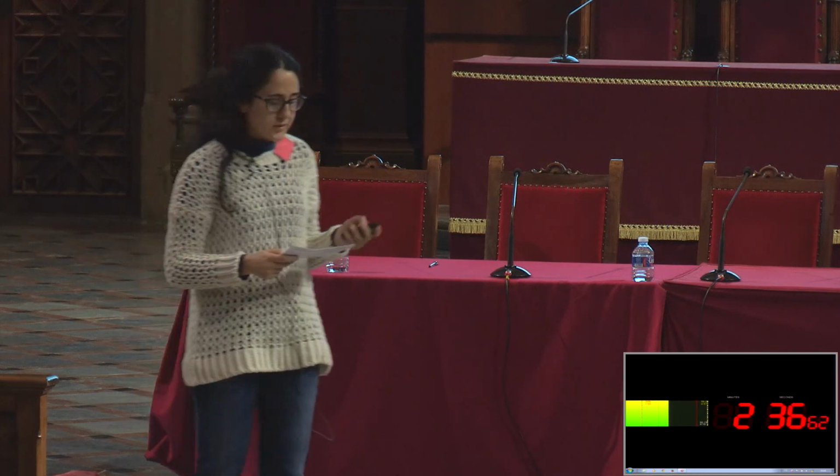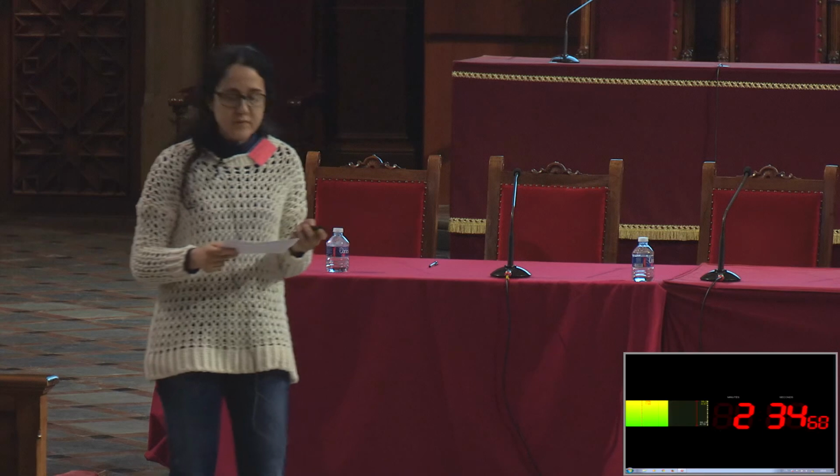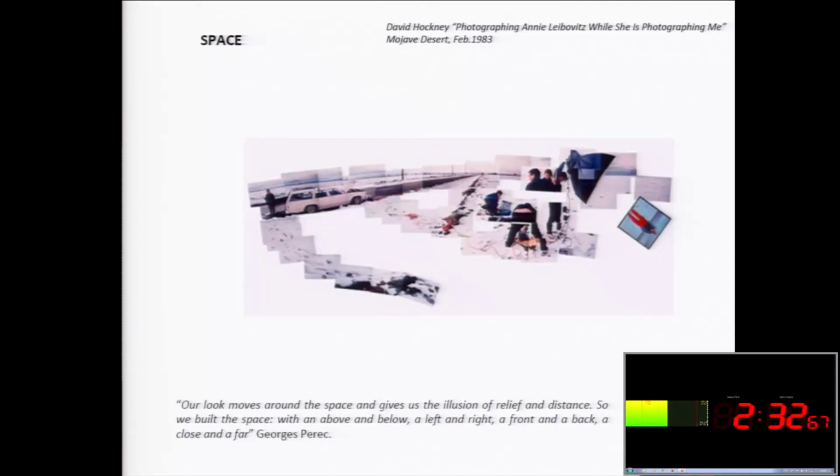This process of research, of explaining the space through photography, can be seen in this David Hockney collage, this mix of images. He's trying to represent all the movement around the space, trying to capture all the elements that are around him, while Annie Leibovitz photographed him. Perec says, our look moves around and we build the space. We move above and below, left and right, front, back, and close and afar.